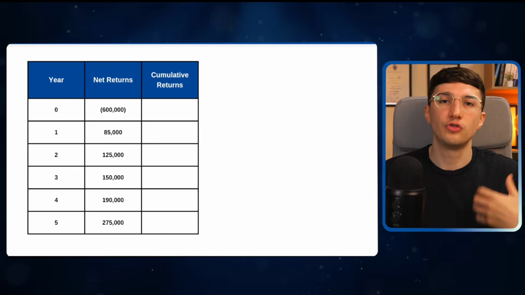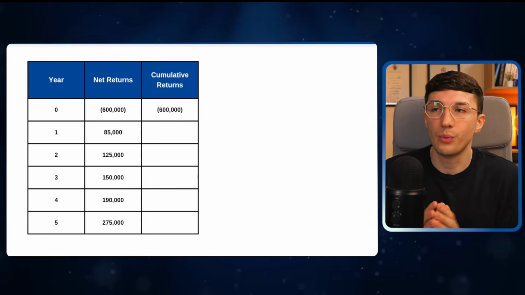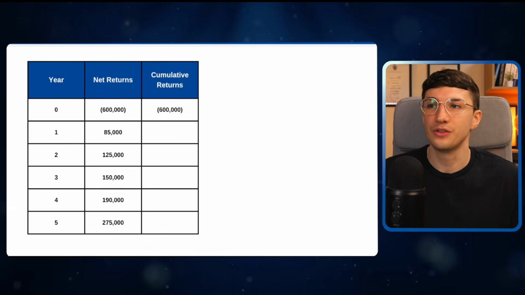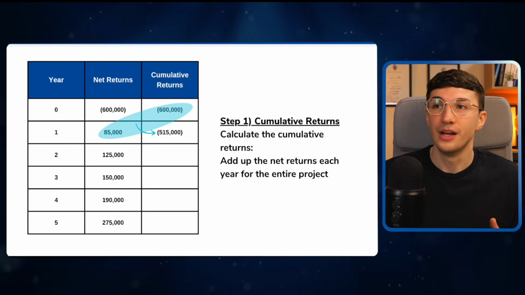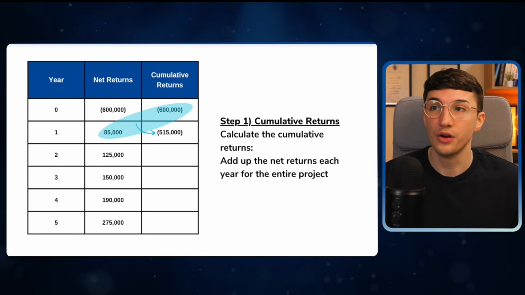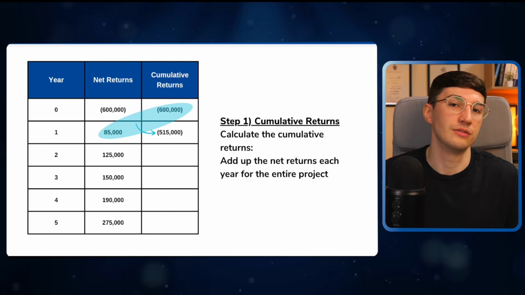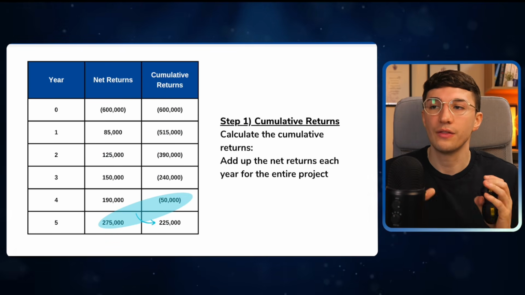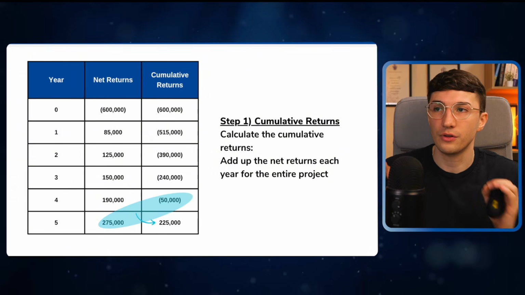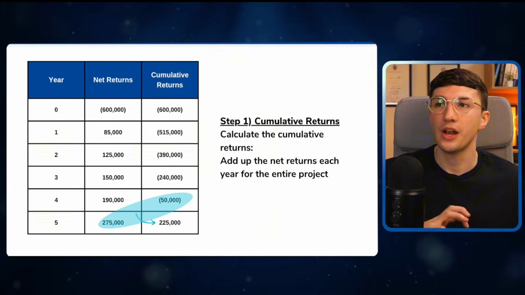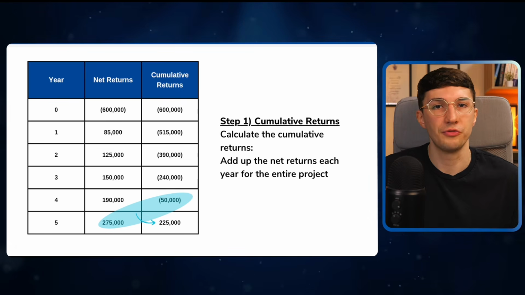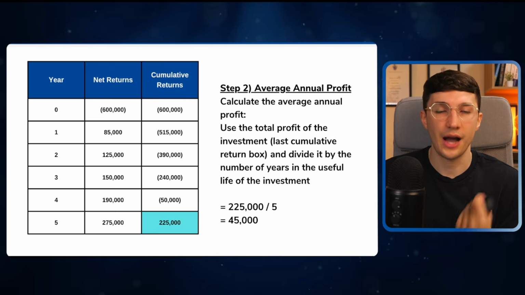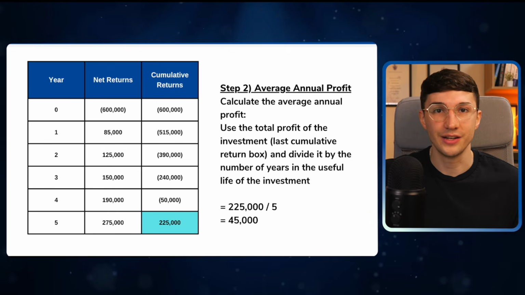So what I would advise, do the cumulative returns. Start off with that minus £600,000. And then what you want to do is do the minus 600,000 plus the £85,000 to get me a cumulative return after year one of negative 515,000. Then we do this again and again until we get the final cumulative return after the 5 years. Now the cumulative return after the 5 years, after the entire project, will actually be the profit of the overall project. Now remember, when you're calculating the profit, you have to factor in that initial investment.